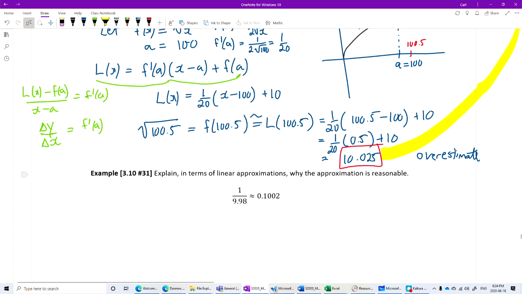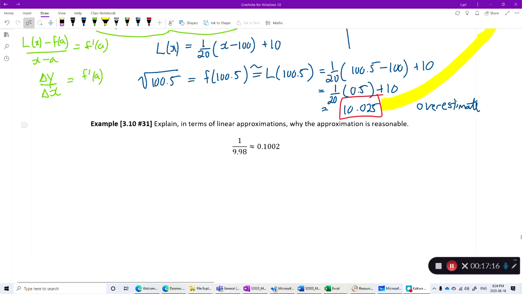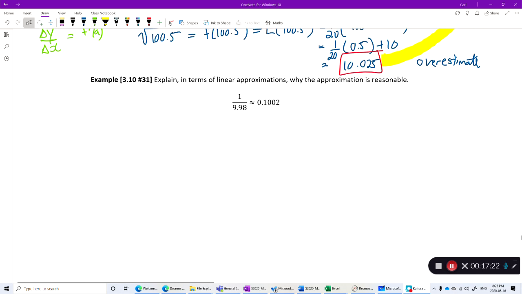Now, one more. All right. One more very similar to what we just did. We're given just a little bit of numerical details here, and we have to fill in the whole kind of conceptual background for it. So explain in terms of linear approximations why this approximation is reasonable. Why is this a reasonable approximation?